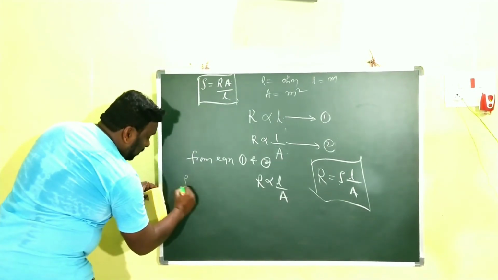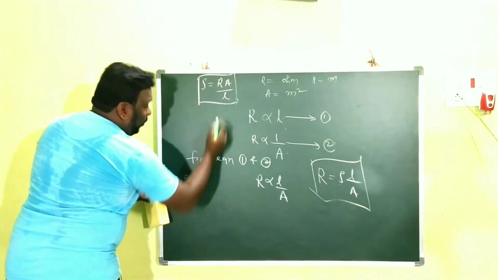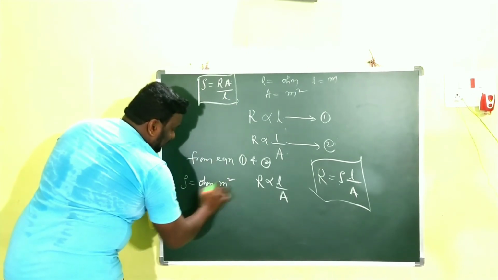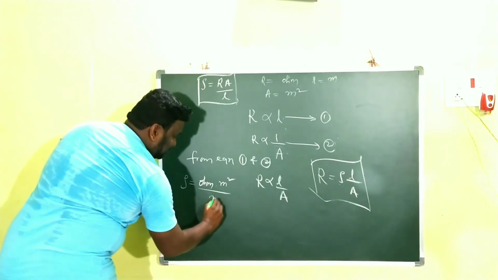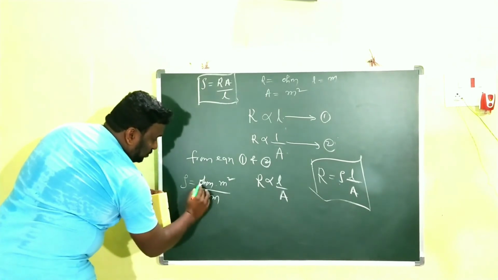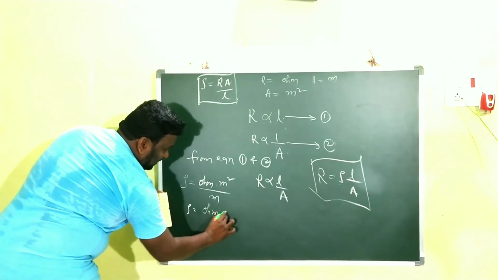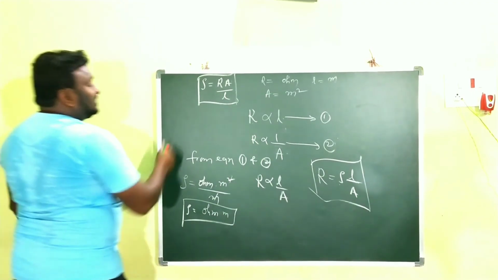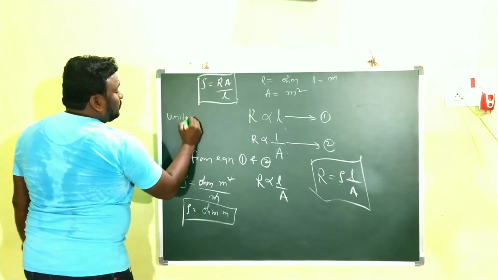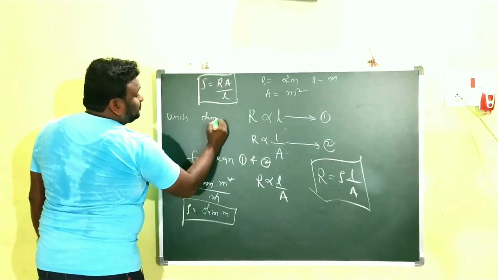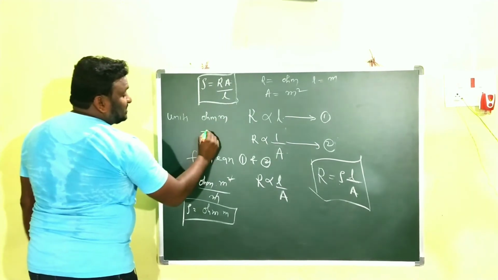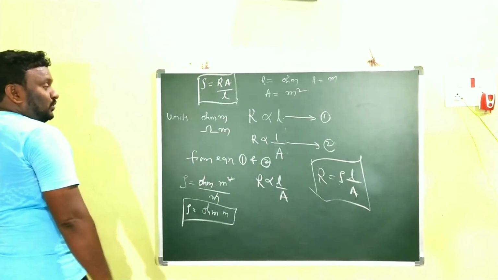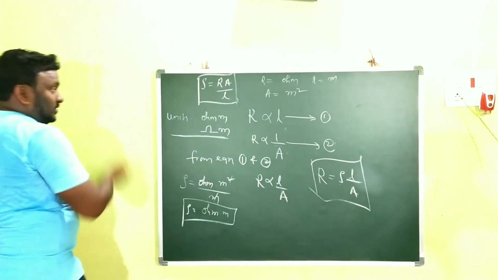Here rho is equal to, how can we write it? R means ohm. Area is meter square, divided by length L, which is meter. Then rho is equal to ohm meter square by meter, the square cancels. What do you get? Ohm meter. So the unit of resistivity is ohm meter. Simply, it can be represented as ohm meter.